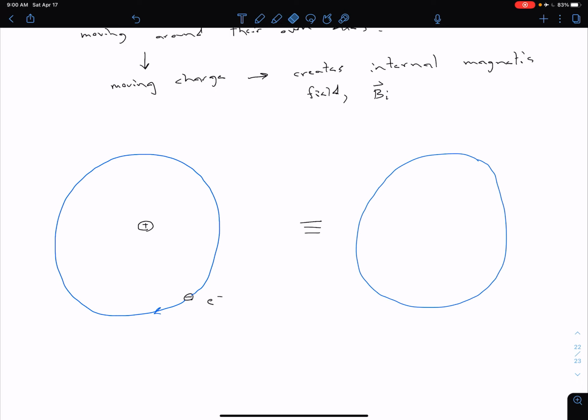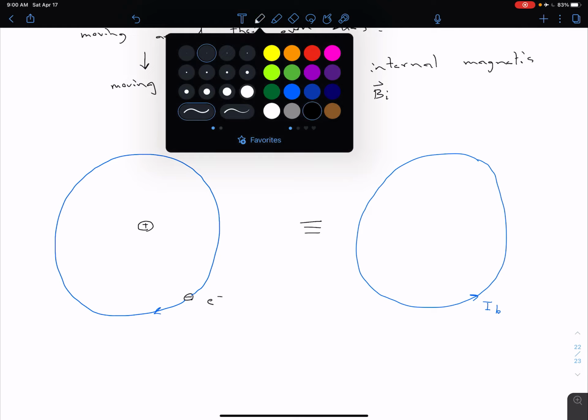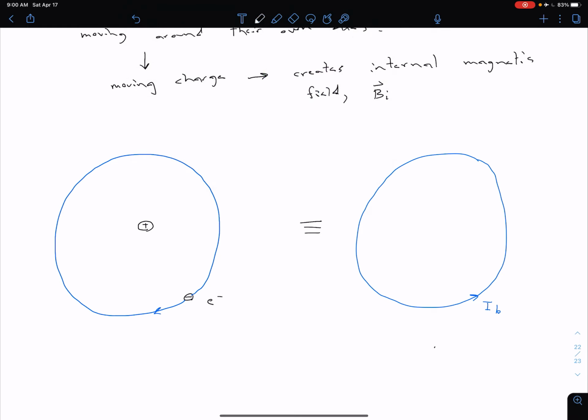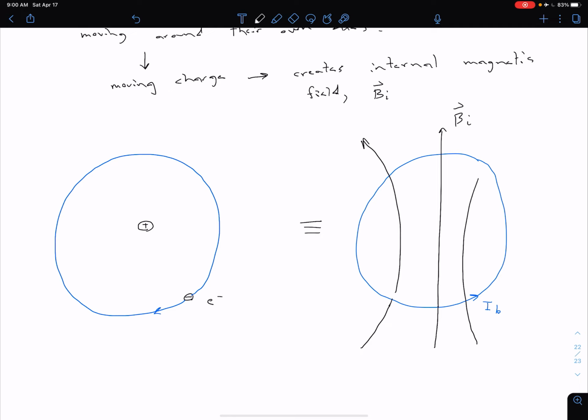So of course our current direction would be in the opposite direction. So this would be some internal current I sub B, which is due to that electron movement. And from our right-hand rule, we could say that that is going to induce some magnetic field, which is going to be coming up through this loop. So we would have this B internal, and of course we'd have the other field lines that look something like this. And so we could draw any number of field lines there. But the main point is that we do have some internal magnetic field.